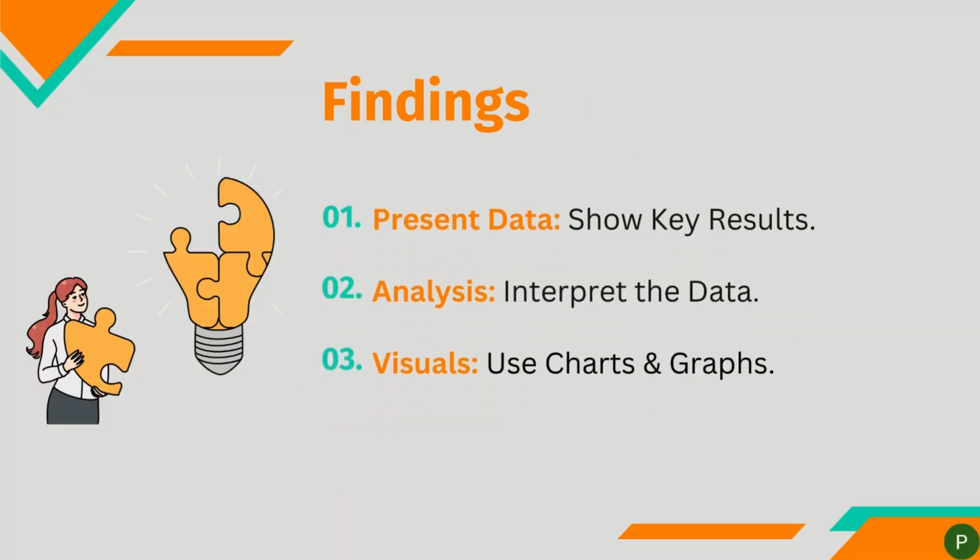You get to present your key results in the findings section. For example, revenue increased by 10%, while expenses decreased by 5%. Now interpret the data as well. For example, this indicates improved operational efficiency. And you can also use visuals like charts and graphs to make the data more accessible. For example, the bar chart on the right shows revenue growth over the past 3 quarters.